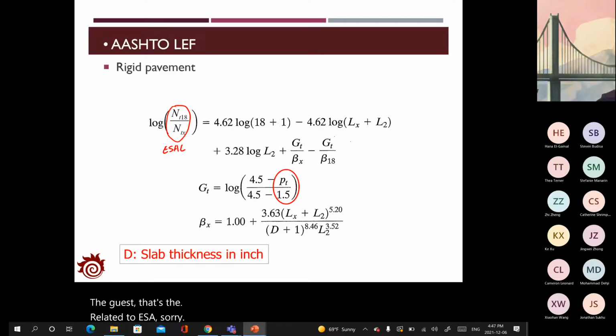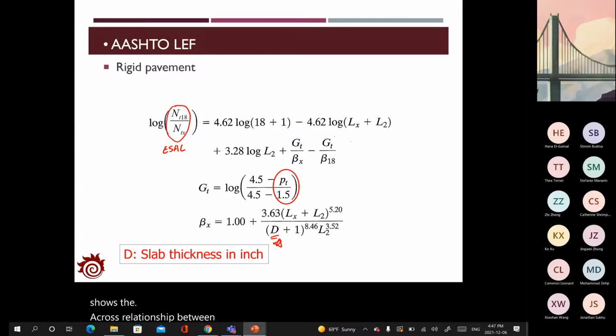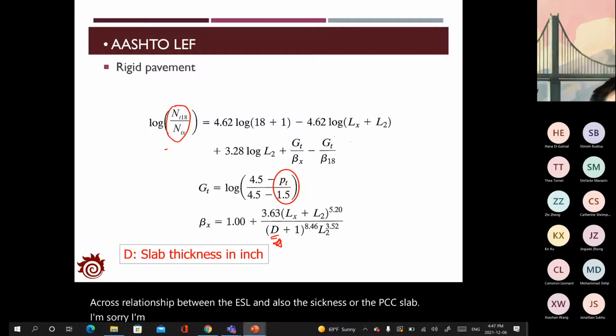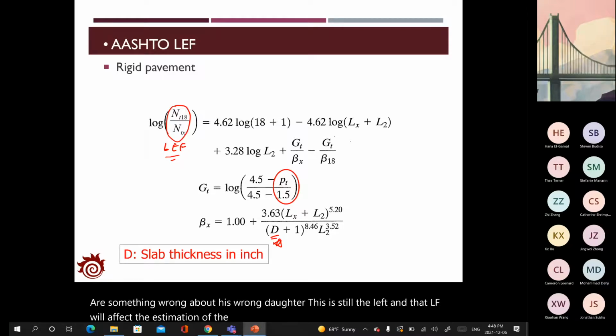ESAL is a function of a lot of variables, and especially it is a function of the thickness of the PCC slab. So in the normal graph, when we do the estimation, it shows the cross relationship between the ESAL and the thickness of the PCC slab. This is not the ESAL, this is still the LEF, and you know that LEF will affect the estimation of the ESAL. So your estimation of the ESAL is actually determined by the thickness of the PCC slabs.